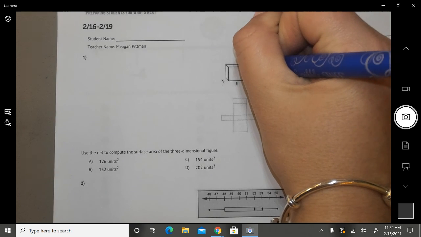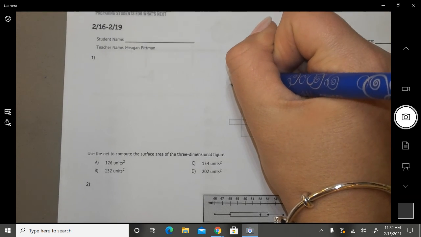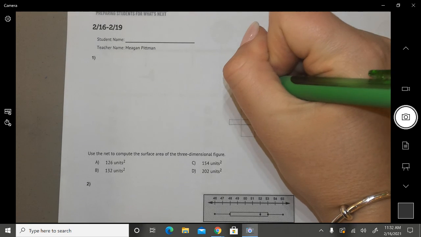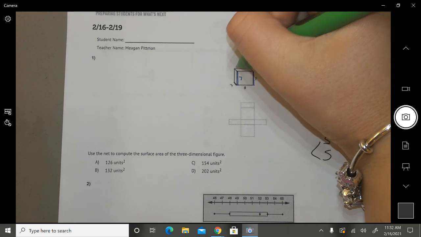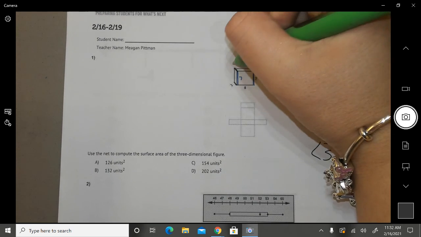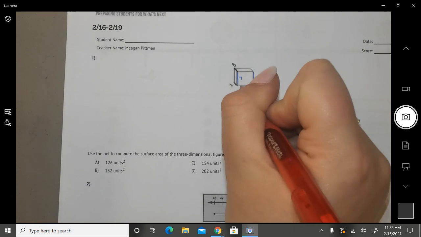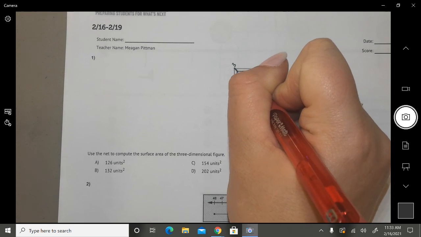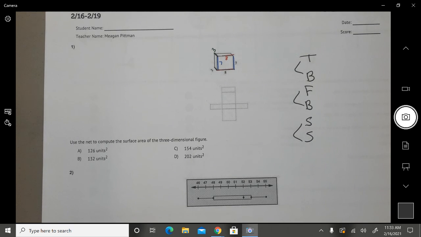So if this side right here is 7, what is this side right here? 7. If this little piece right here is 3, what is this little piece? 3. If this bottom line right here is 8, what is this? 8. So now we can find the area of all of those.